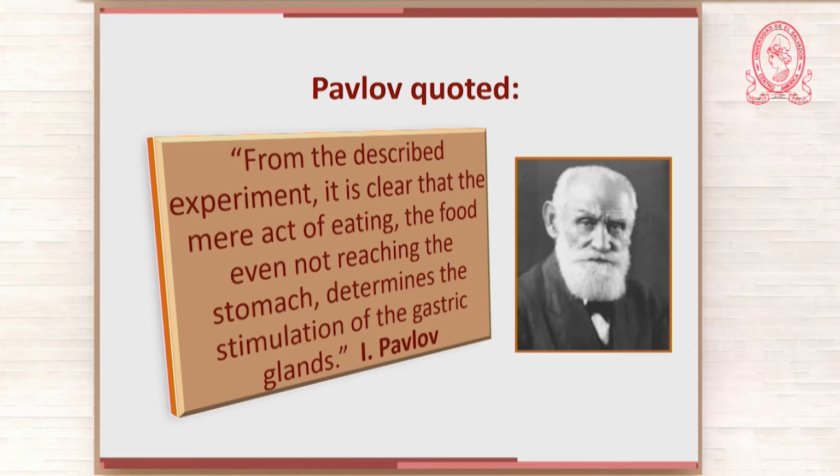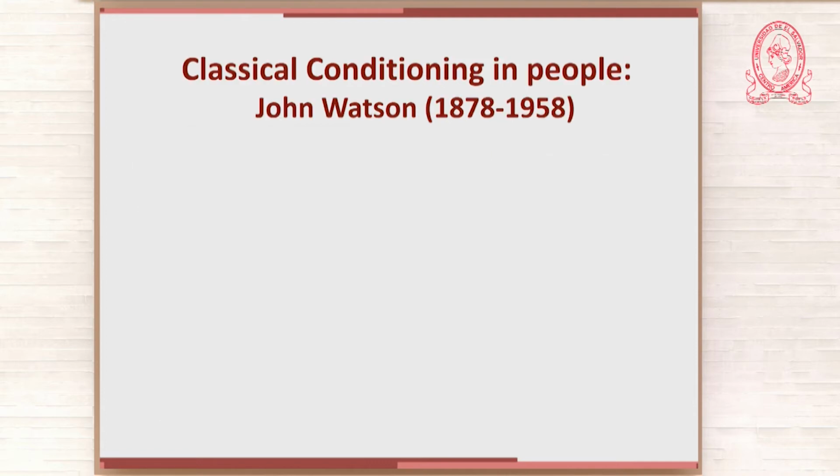Pavlov said, "From the described experiment, it is clear that the mere act of eating the food, even not reaching the stomach, determines the stimulation of the gastric glands." Pavlov demonstrated conditioning on dogs, but sometime later, American psychologist John Watson and his colleague Rayner wanted to prove that it happens in humans too.